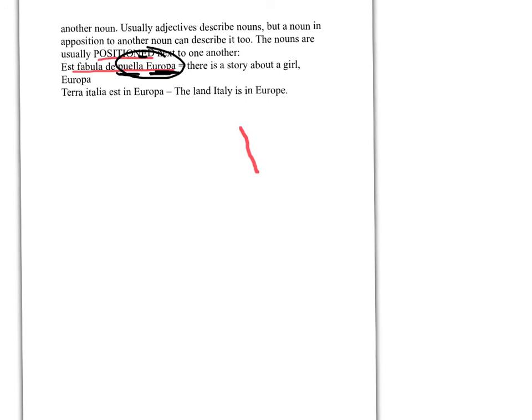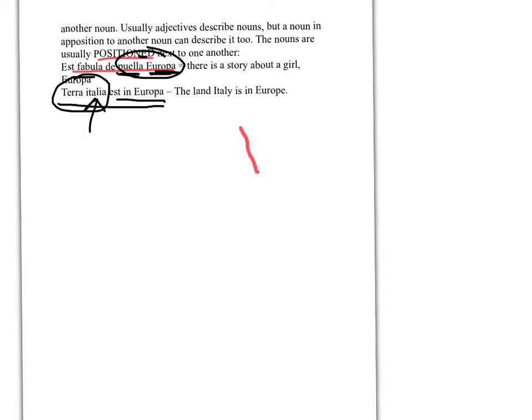Same thing in the next example. Terra Italia est in Europa. It says the land Italy is in Europe. It's a little bit awkward of a translation, but I'm trying to point out the apposition. The land, by which I mean Italy, is in Europe.